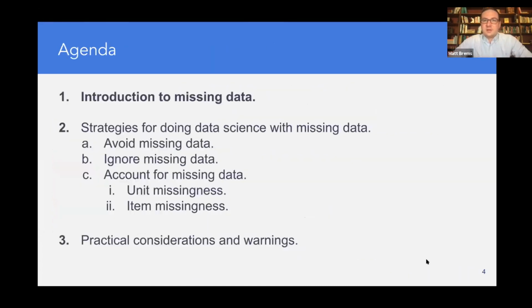So our agenda for the next hour or so, we're going to start by doing an introduction to missing data. We'll move very briefly through that. We'll talk about some strategies for doing data science with missing data. And then we're going to wrap up by talking about practical considerations and warnings for you whenever you're trying to apply some of these approaches that we're going to talk about.